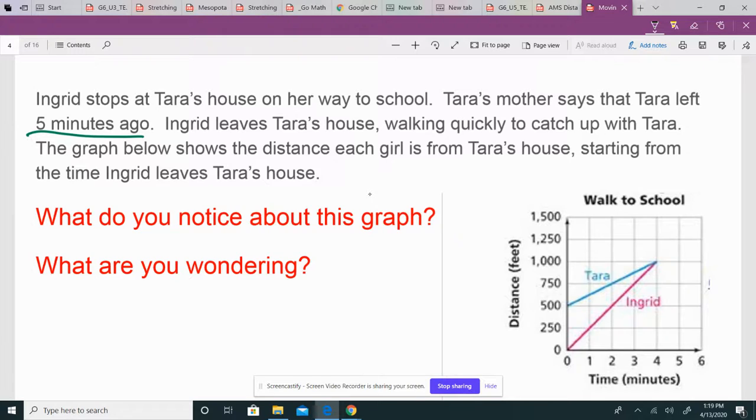It forms a straight line. It's not doing this, then that. It's not doing this. It forms a straight line. But what I notice immediately is Ingrid starts at 0, 0, and Tara's doesn't.